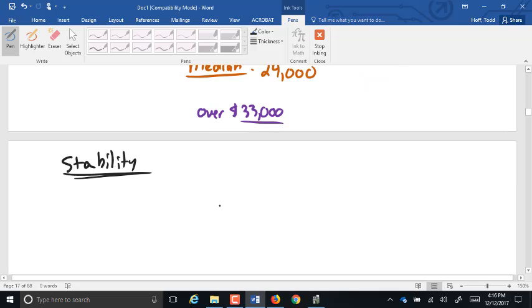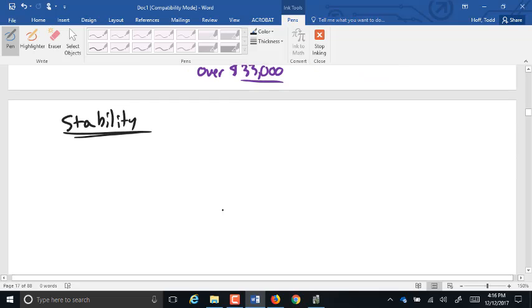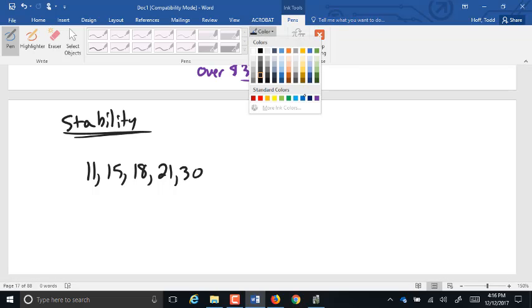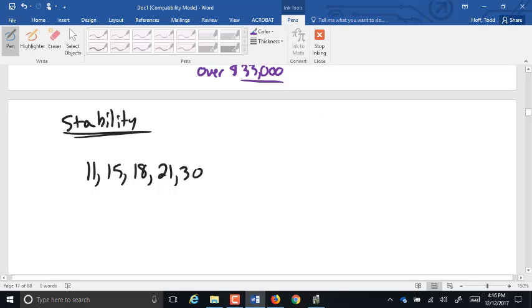Apparently my ink is not stable tonight. Let's take a peek here. Let's take a set of numbers here. 11, 15, 18, 21, and 30. I put them in order for a reason. Let's find the mean of those numbers. I'm going to have you do that quick in your calculator. Find the mean.